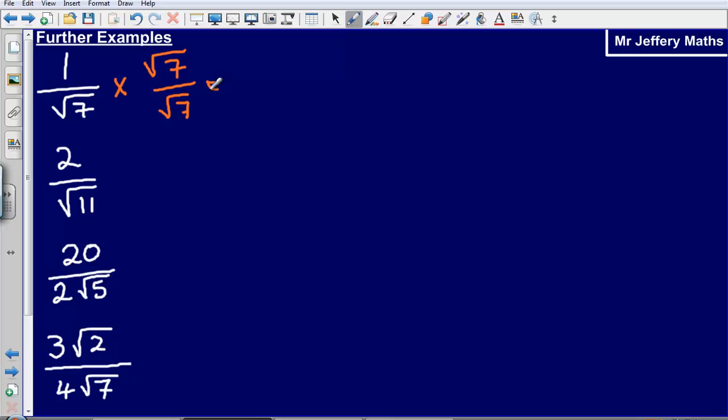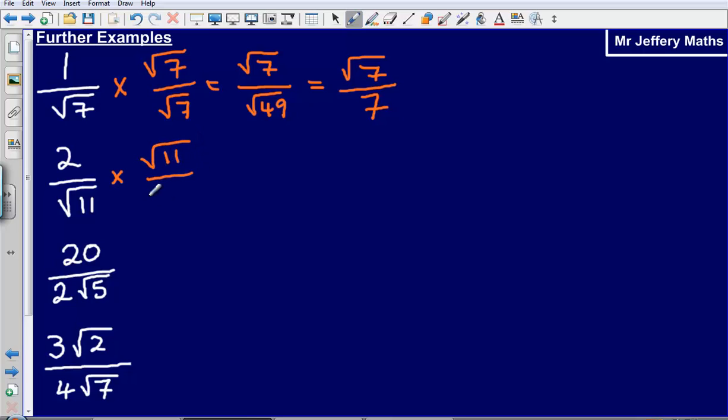When I do this, I get 1 times root 7, which is going to leave me with root 7, and I've got root 7 multiplied by root 7, which gives me root 49, and then I can say that root 49 is exactly the same as 7. Here I've got 2 over root 11 multiplied by, and I'm just going to take that denominator again, root 11 over root 11.